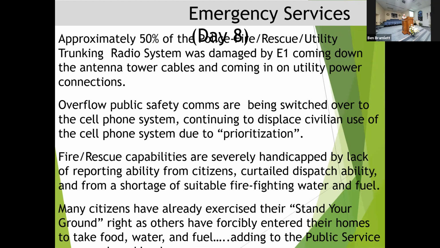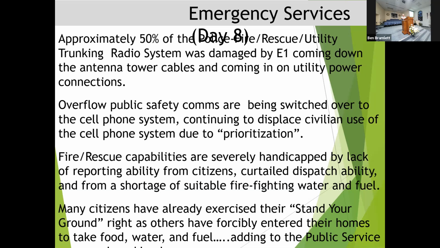Fire rescue capability is severely handicapped by the fact that there's no telephones and cell phones to report into the emergency dispatcher. How do the fire and rescue people know where something's going on bad in the city? Because of the citizens calling in most of the time. So that's going to be gone.